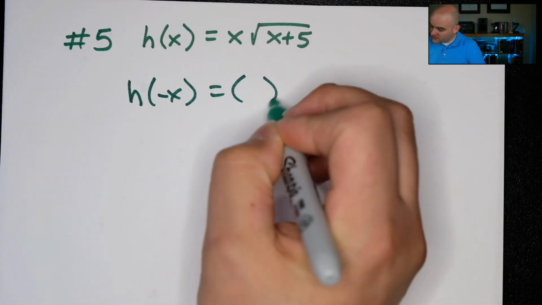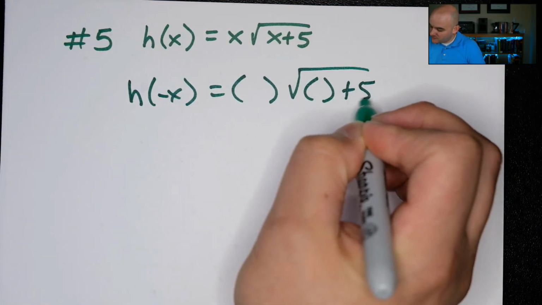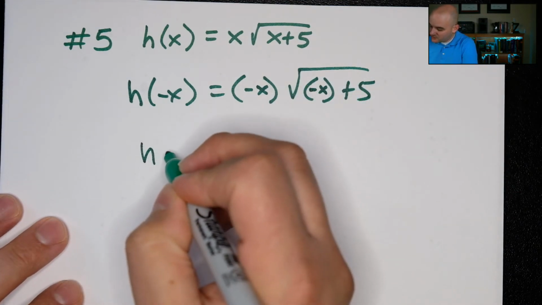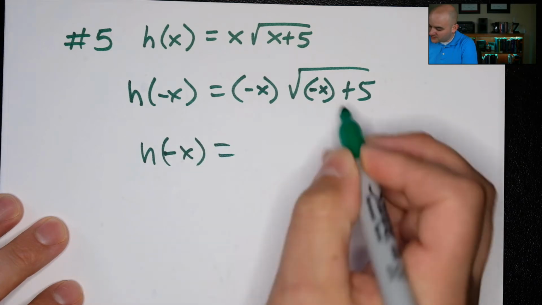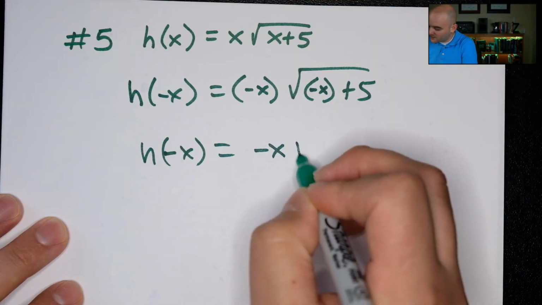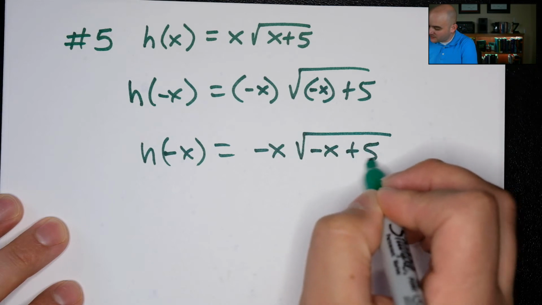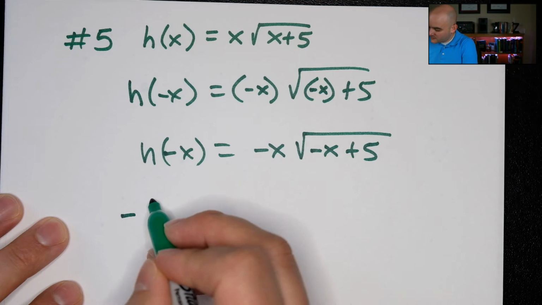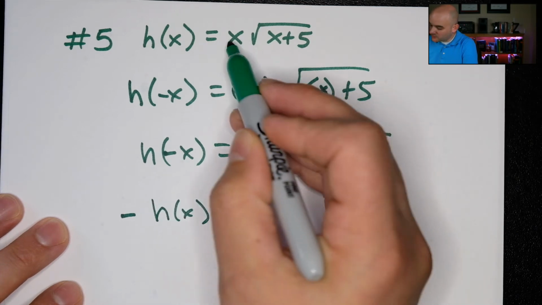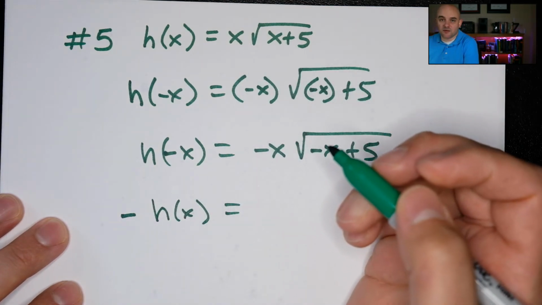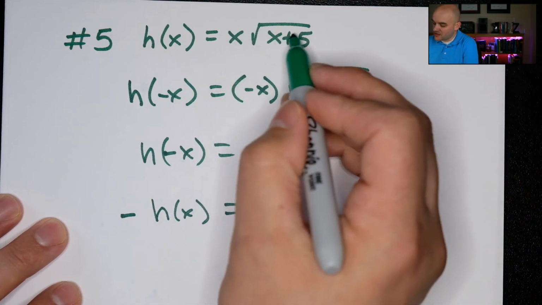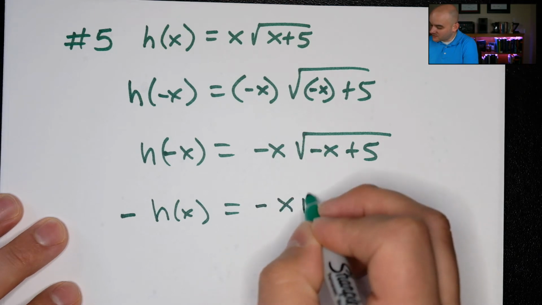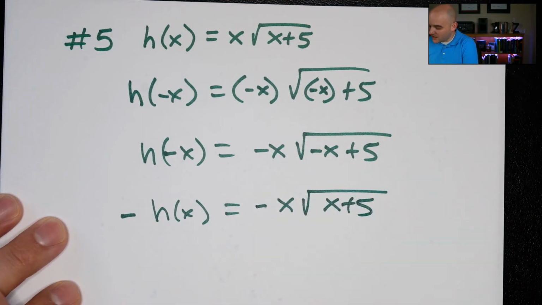Everywhere I see an x, put a set of parentheses, and then substitute negative x in. And I like to just write it without the parentheses if there's nothing else I can simplify, so I get negative x square root of negative x plus 5. The negative h of x, remember, we're multiplying each term by a negative. So right here it's just one term, x times the square root of x plus 5. So we're going to say this is negative x square root of x plus 5, like that.